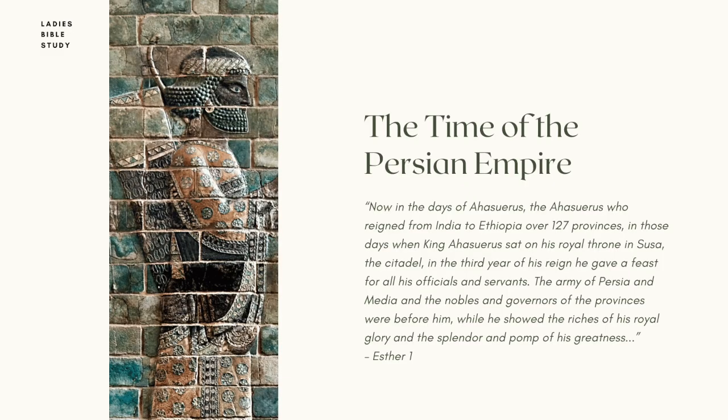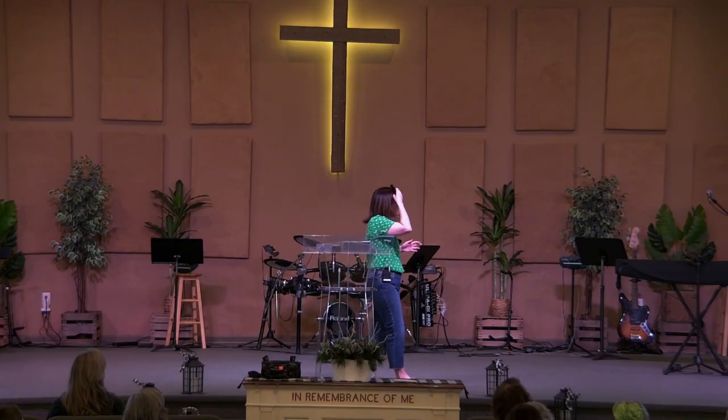All right, so let's go ahead and get started. We're going to start with the time of the Persian Empire. Don't you love this tile mosaic here? This is from the palace of King Darius in Susa. So Esther would have seen these archers in her time. Is that crazy?